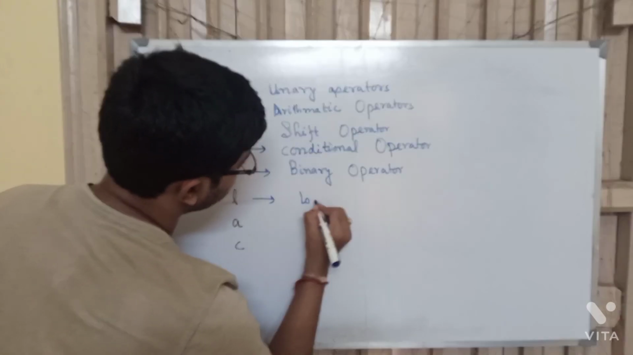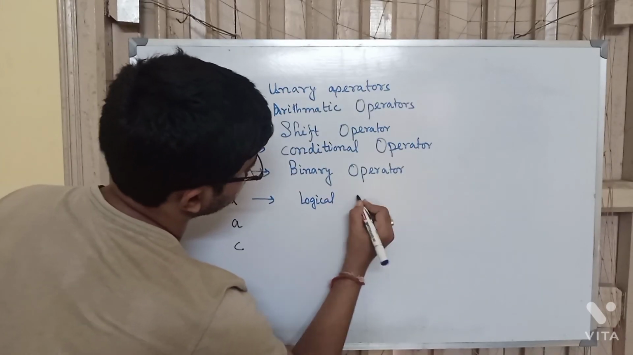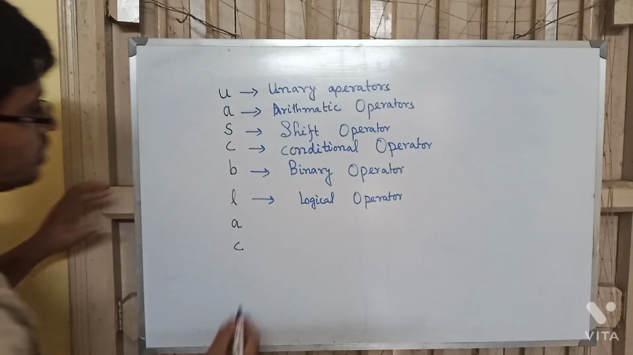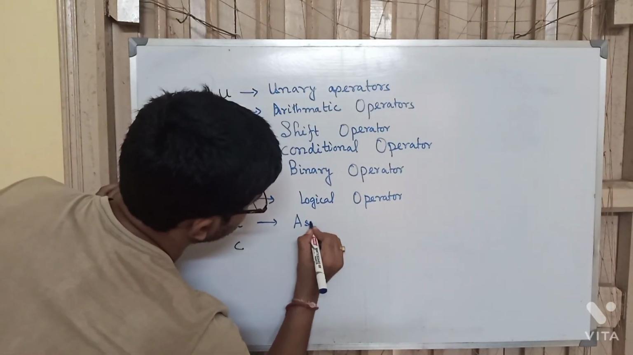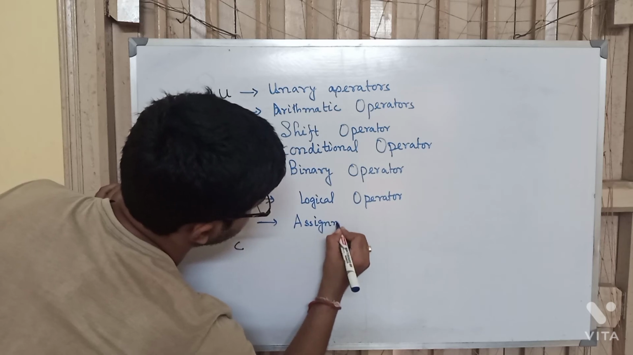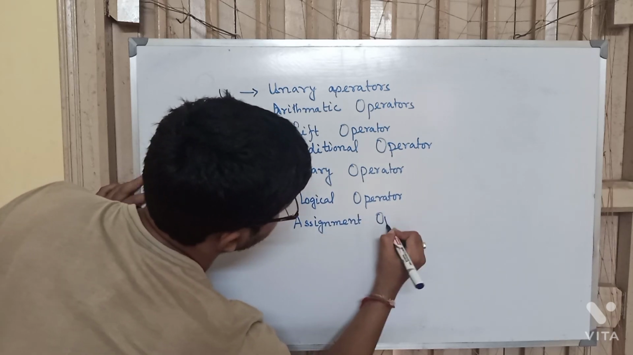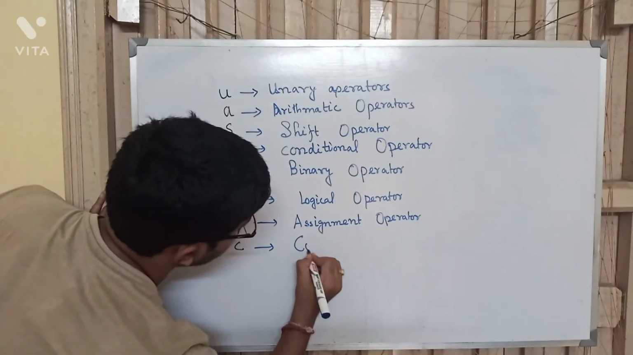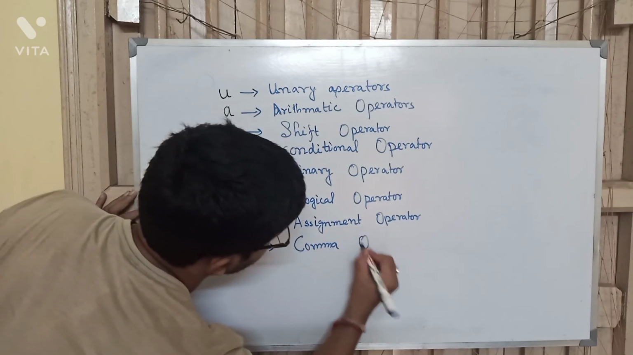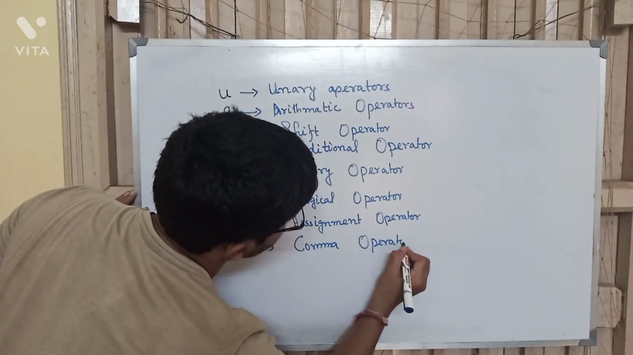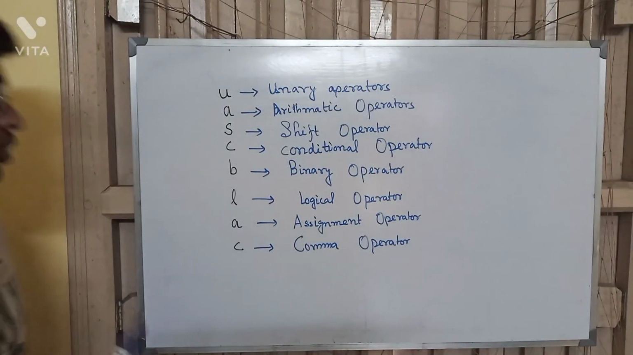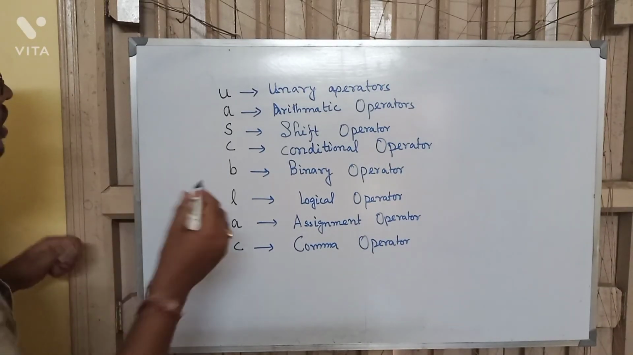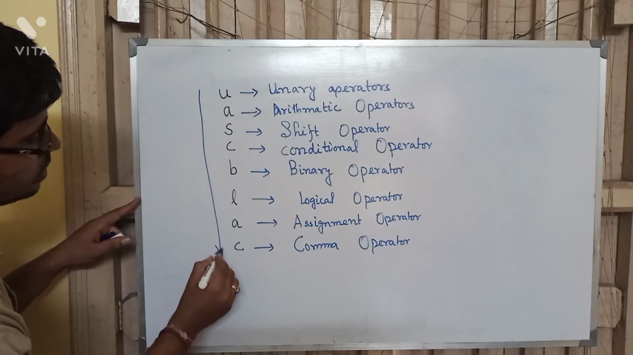L is the logical operators, and A is the assignment operator. And last, C is the comma operator. This is the shortcut trick. U is the highest precedence and C is the lowest precedence. So precedence goes from high to low this way.